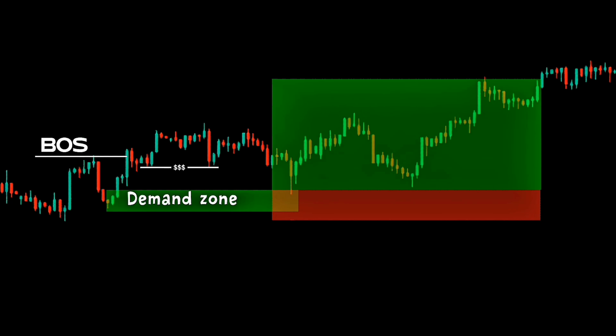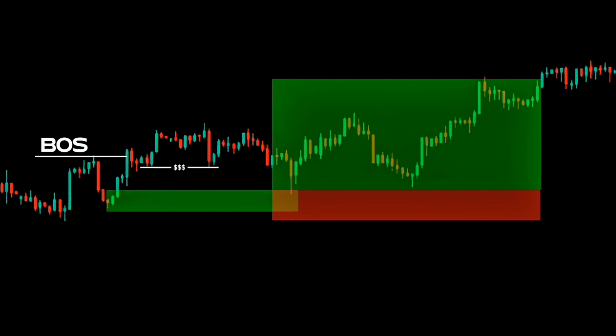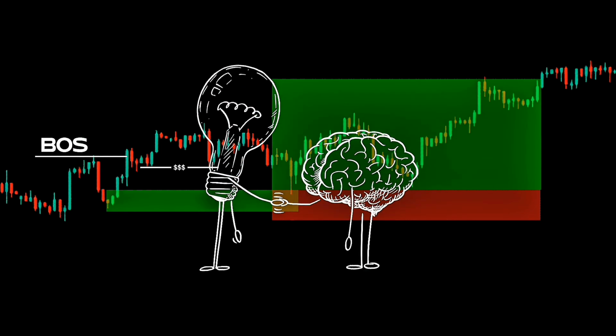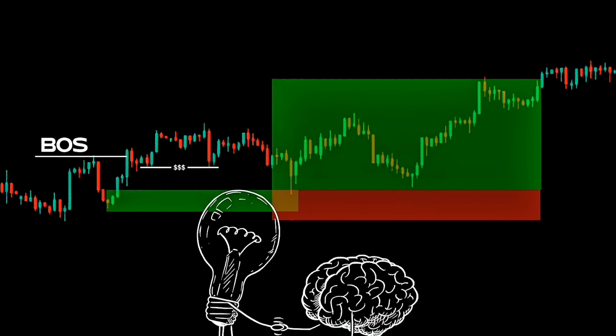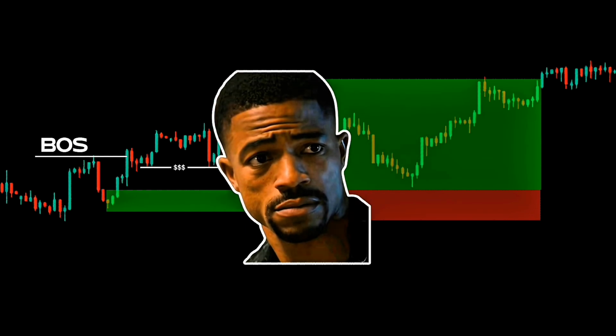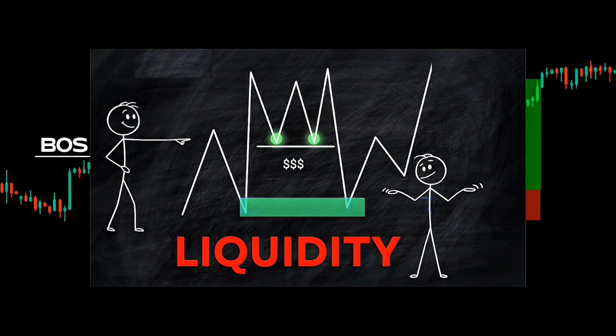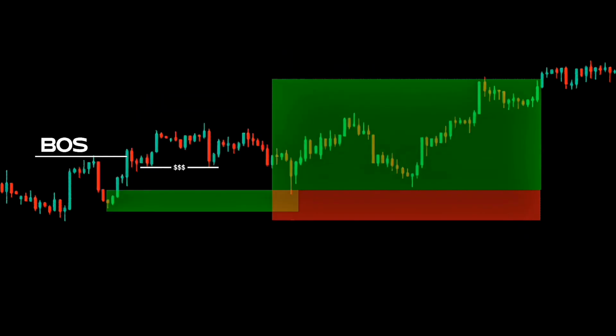There is this slang that is common among traders. It goes like this: if you can't spot liquidity areas, you become the liquidity. The truth is, price works hand in hand with liquidity. Without liquidity, trading will be... I don't have a word to describe it, but liquidity is more like the fuel price needs to move. Again, go and watch my liquidity video. So all I'm trying to say is that my next step is to spot the liquidity area in the market.